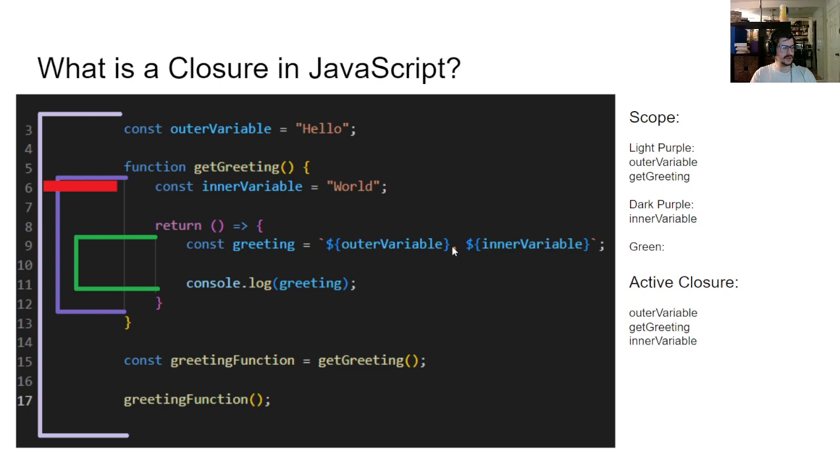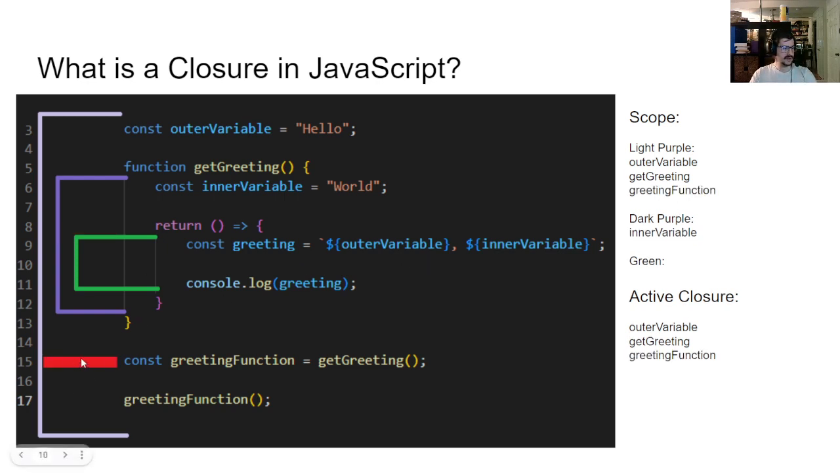All right, so moving on, we hit line 8, which doesn't change anything. We're not making any new things, but that returns this new anonymous function, which we're not executing. So the next thing we do is we leave getGreeting and we come back to line 15, we create greeting function. Now, the light purple scope has greeting function, outer variable and getGreeting because we just created greeting function. Dark purple still has inner variable.